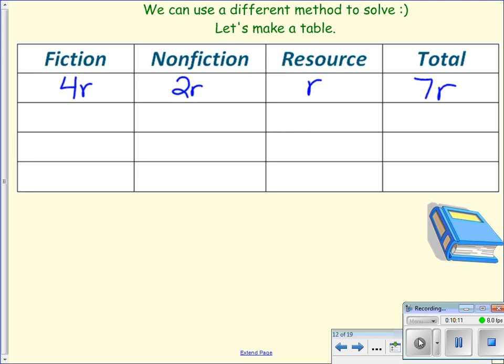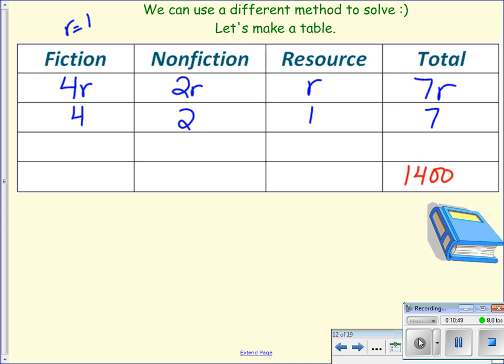So if R equaled 1, I would have 4 fiction books, I would have 2 nonfiction books, 1 resource book, 7 books total. So that's my ratio. 4 fiction to 2 nonfiction to 1 resource for a total of 7 books. So that's my ratio of books. But I also know, given in the equation, that I don't have 7 books in the library. How many books are in the library? So I have to figure out how to scale up from 7 to 1,400.